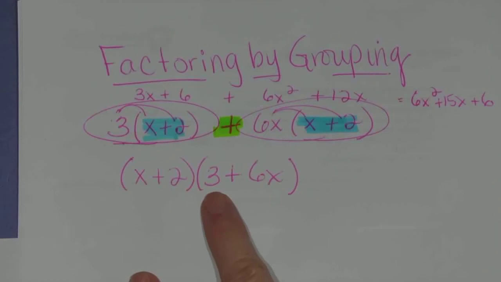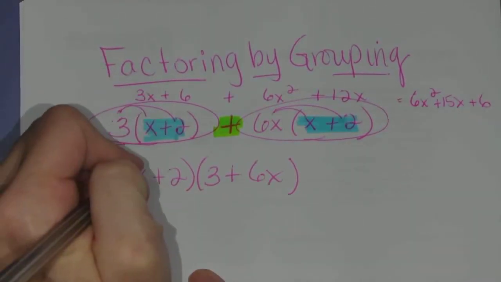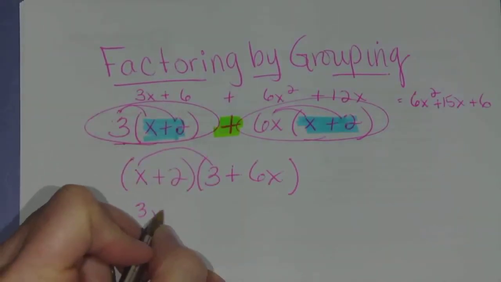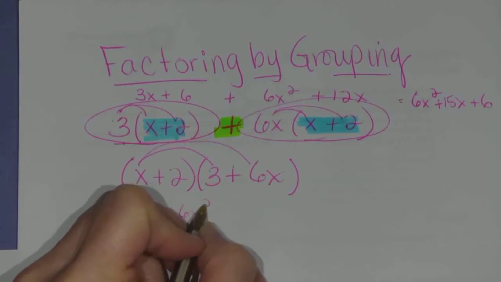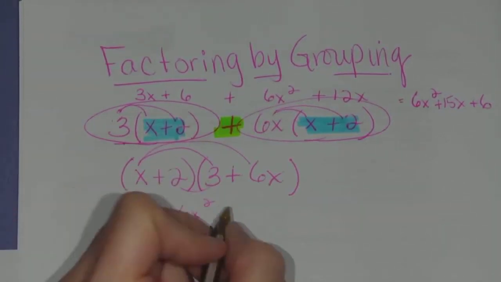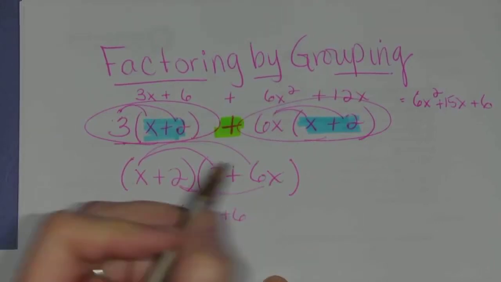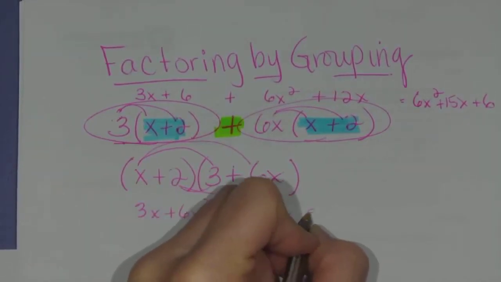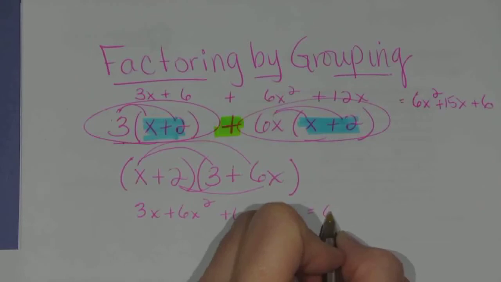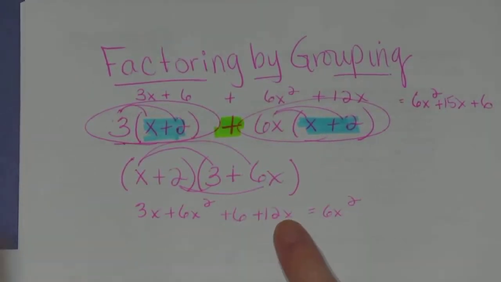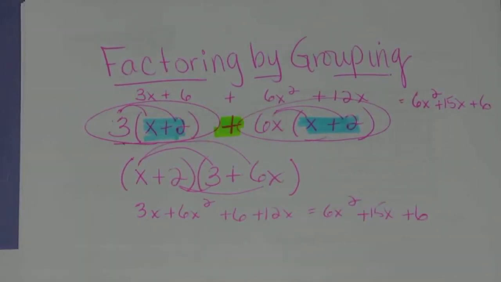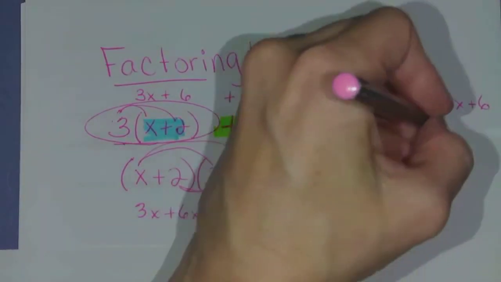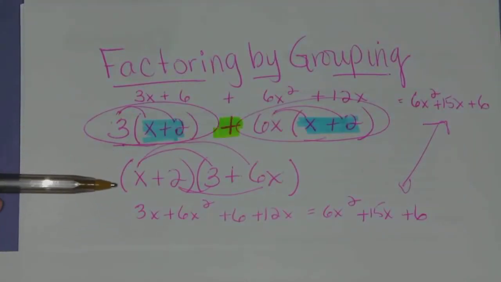Now, to show that this is also correct, my factored version, I could just take my x and multiply it to the 3. So there's 3x. And then I take the x and multiply it to the 6x, so 6x squared. And then 2 to the 3 gives me a 6. And 2 to the 6x gives me a 12x. So we also have 6x squared, and then the 12x and the 3x make 15x, and then 6. So they're matching, so I have factored correctly.